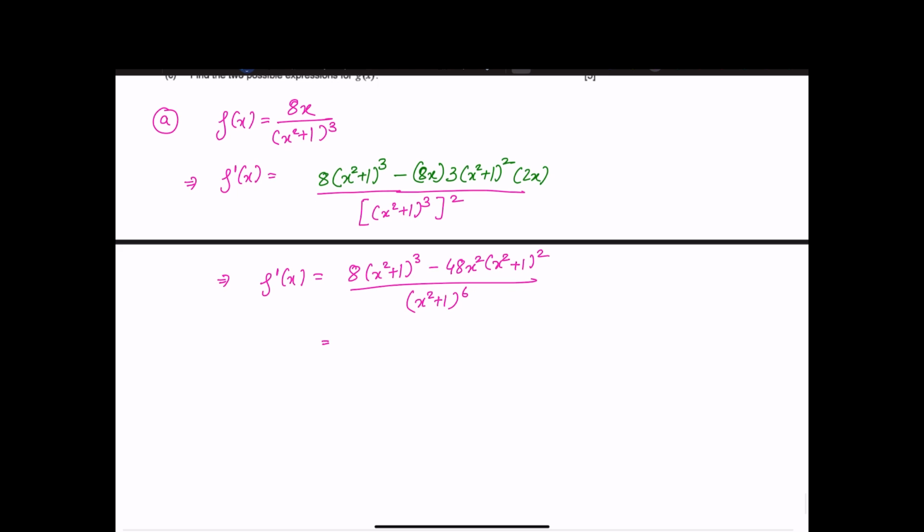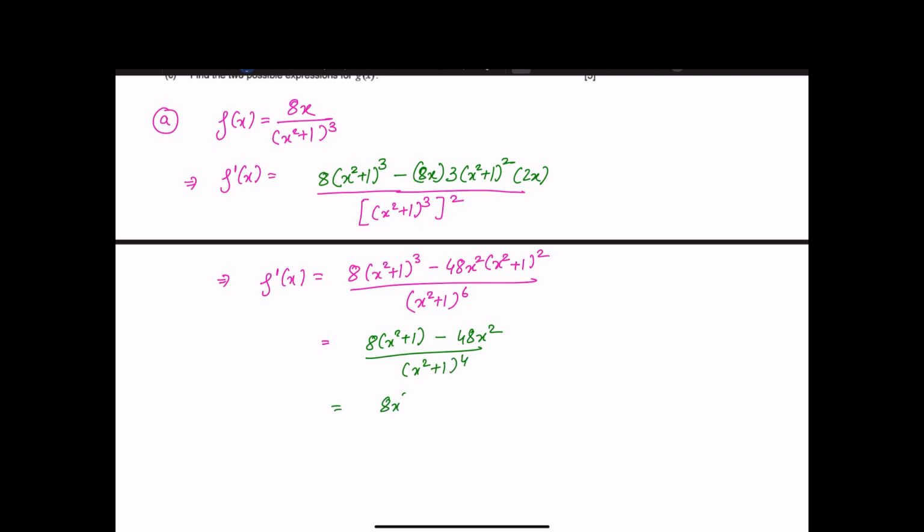Minus, this will be 48x, then we have to take this x squared, then x squared plus 1 whole squared, divided by x squared plus 1 whole to the power of 6. Now I can take out x squared plus 1 common and cancel it out. So 8 times x squared plus 1, minus 48x squared, over x squared plus 1 whole to the power of 4.